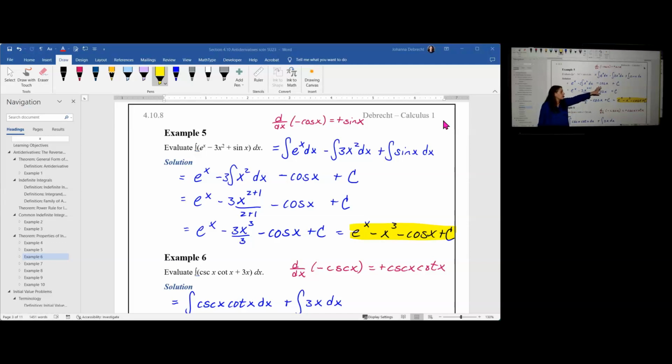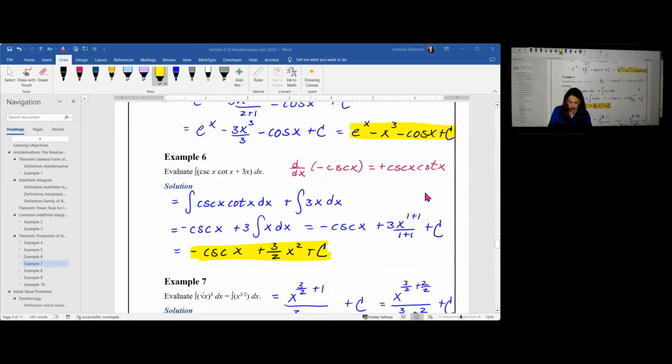The last indefinite integral is the indefinite integral of sine of x dx. I know that the derivative of negative cosine will give me a positive sine. The antiderivative of sine of x is the function negative cosine of x. I put a big plus c at the end to represent the combination of all constants from any of the indefinite integrals. Let's take a look at example 6.